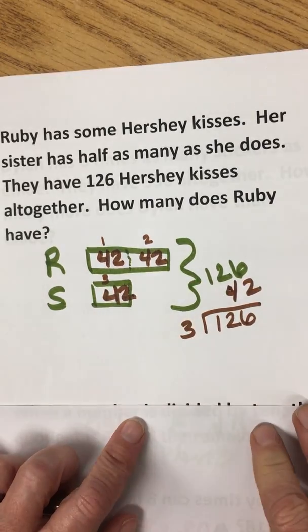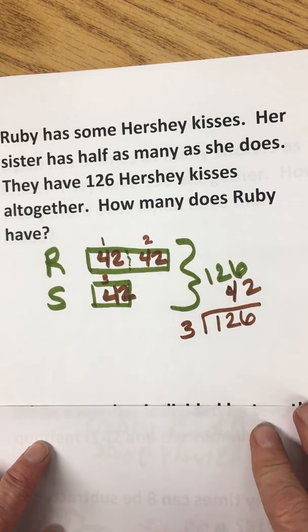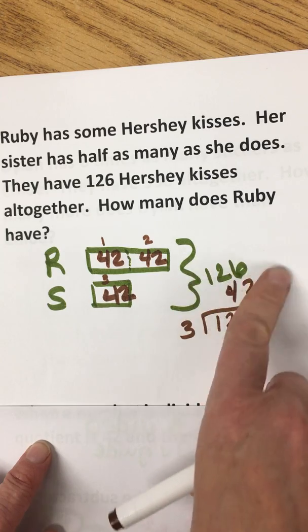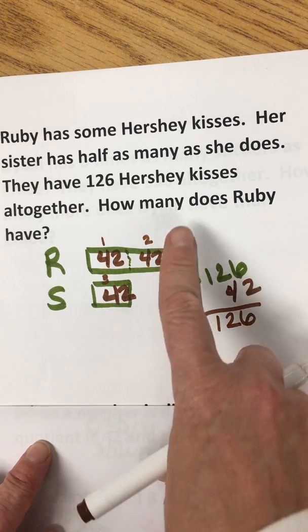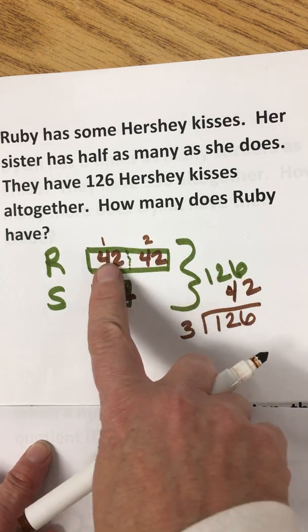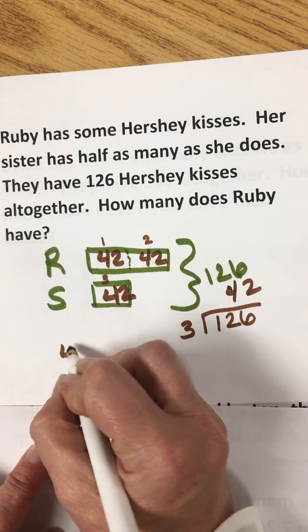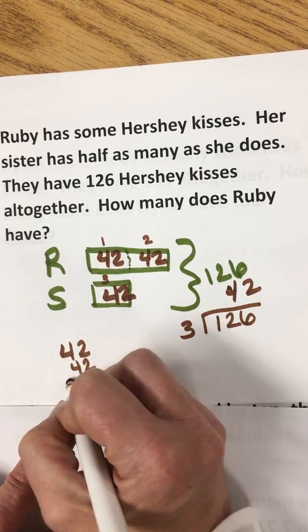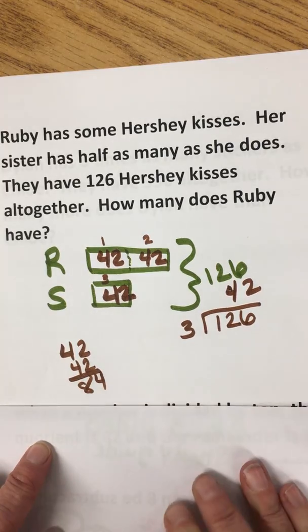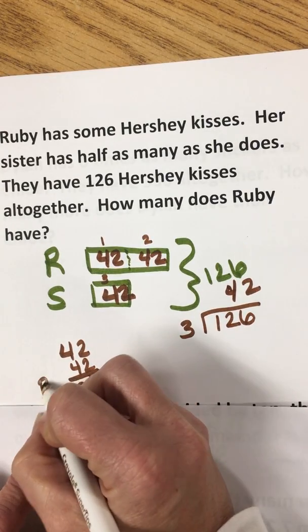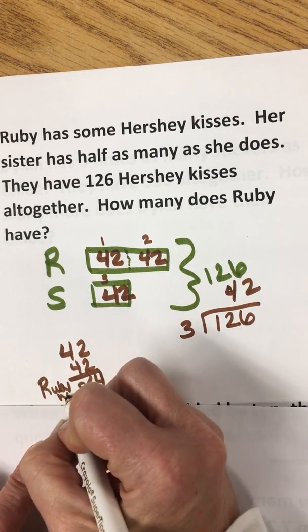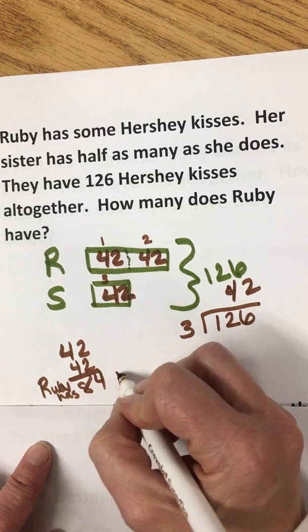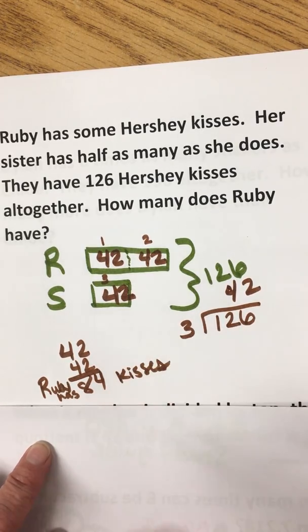Okay, so how many do they have altogether? Well, altogether, it said they had 126. How many does Ruby have? Ruby has, multi-step problem here, 42 plus 42, which gives me 84. Ruby, make sure you label, Ruby has 84 kisses. Okay.